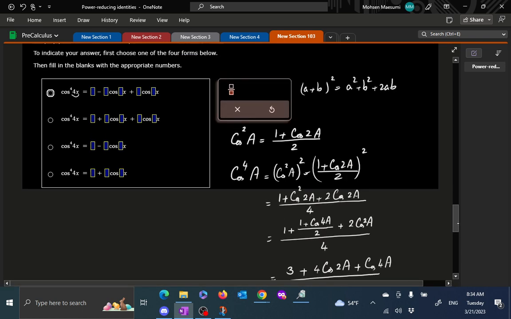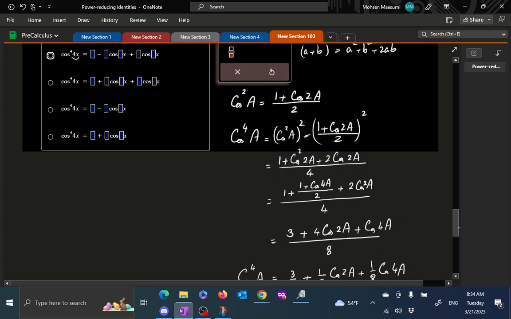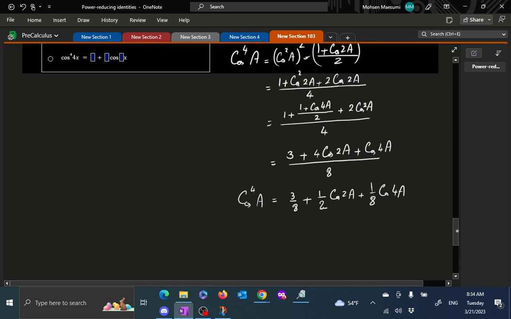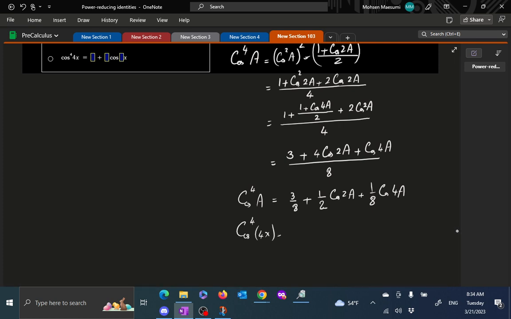What does this problem ask for is, what if instead of a I have 4x, cosine to the power of 4 of 4x, or any multiple of x? Well, just substitute. Instead of a, put 4x, so 3/8, 1/2 cosine of, instead of a I put 4x, so I make 8x, and 1/8 of cosine of 4 times 4 makes 16x, and so on.